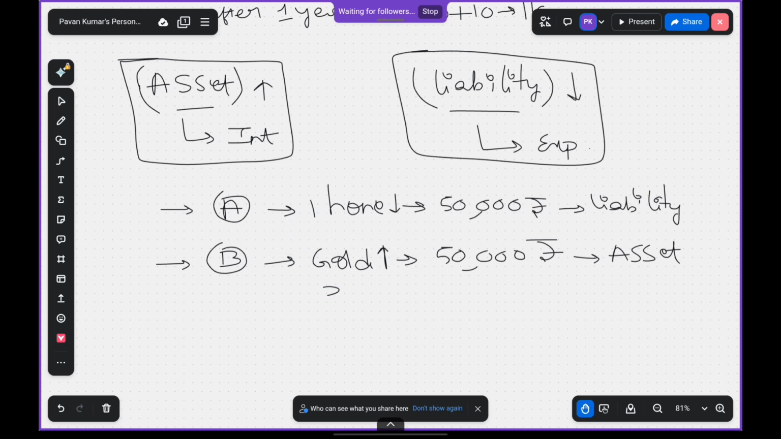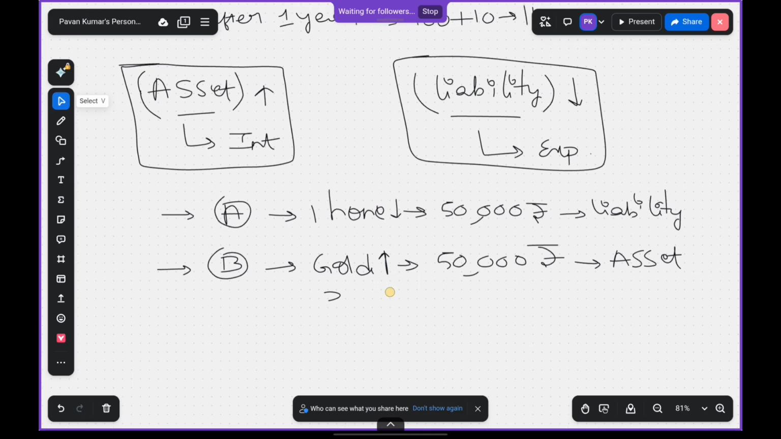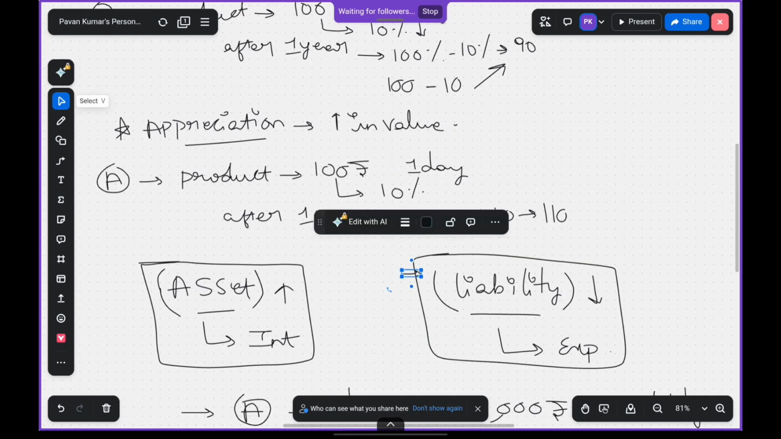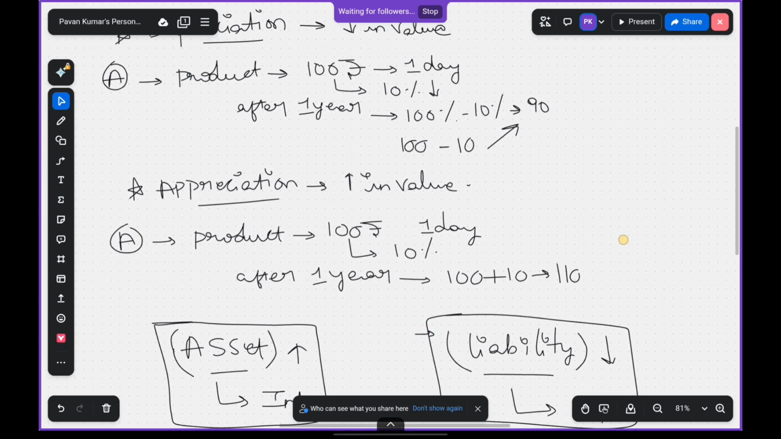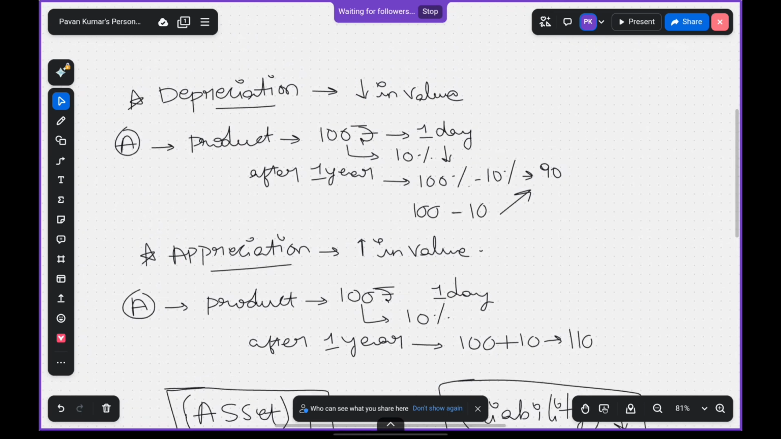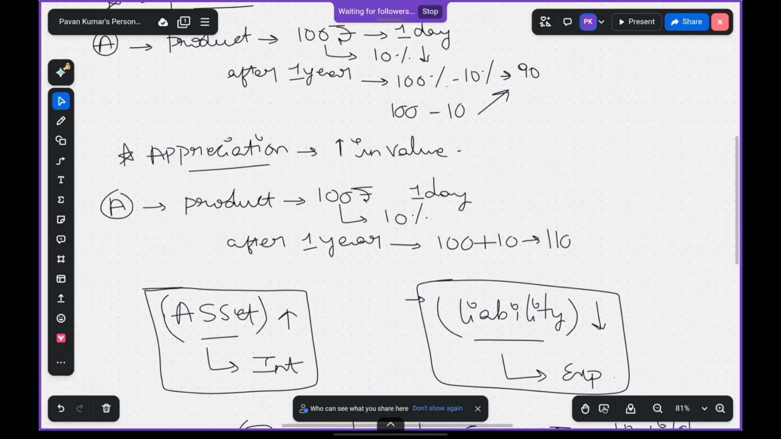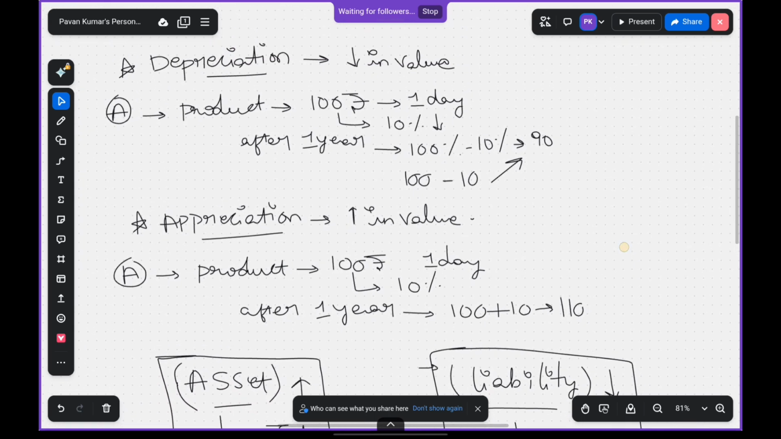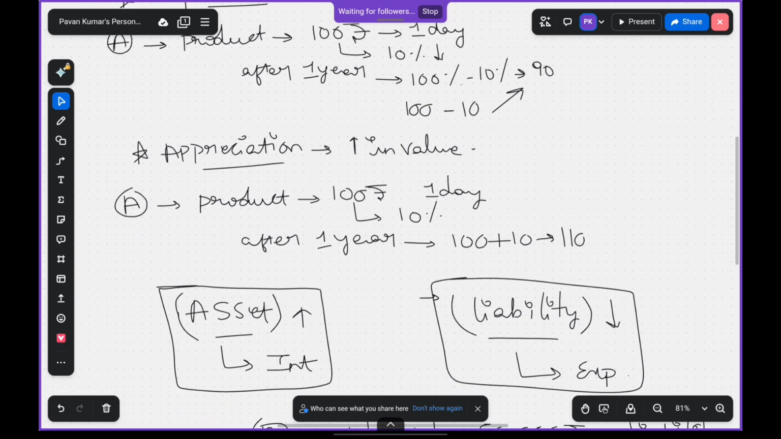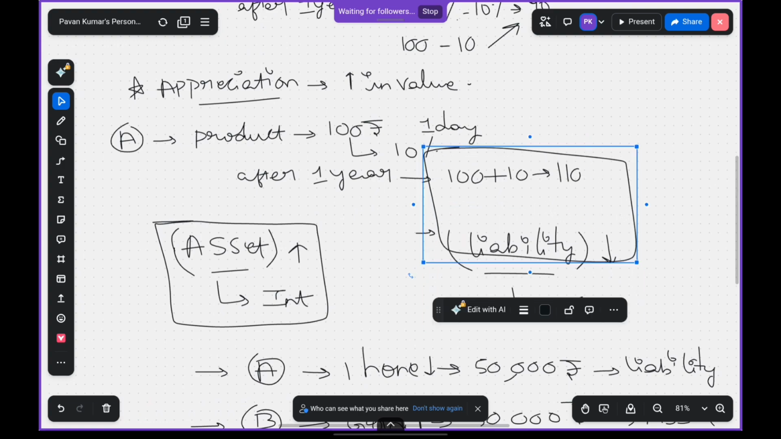So that's how we calculate whether a product is an asset or liability. When we involve the depreciation and appreciation concepts in assets and liabilities, that defines the product. So I hope this concept is clear. We will be learning much deeper in the upcoming lectures. Thank you.